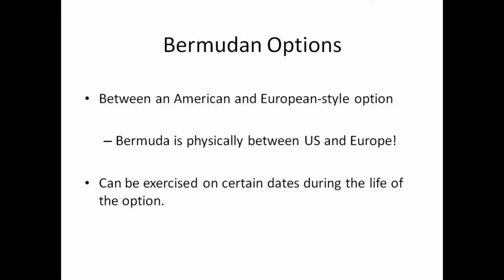So because it gives you greater flexibility than a European option, because you're able to early exercise it, it should be worth more than a European style option. But because you can't early exercise it whenever you want, it should be worth a little bit less than an American option. So this is an exotic option, but as you can see, there's nothing really that complicated about it. And based on what you learned in prior classes, you should already know how to price an option like this.